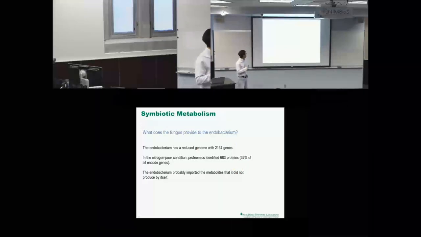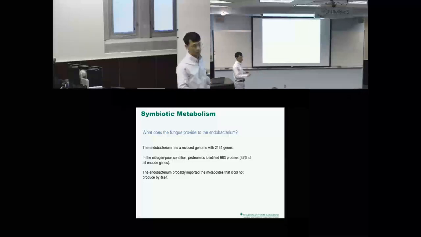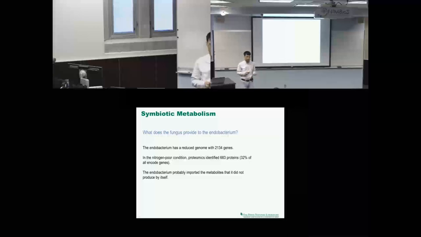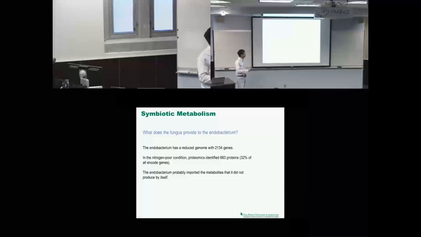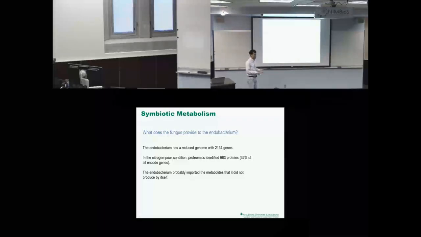So the next question is, what does the fungus provide to the endobacteria? We all know there's a metabolic dependency between these two organisms. We know that endobacteria has a reduced genome. It only encodes about 2,000 genes. And also, in the natural pool condition, proteomics identified about one-third of these proteins. We can infer which metabolites are imported from the fungal host by looking at which genes are present versus which genes are expressed.